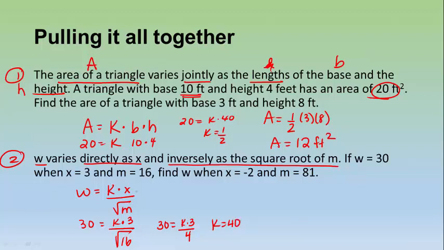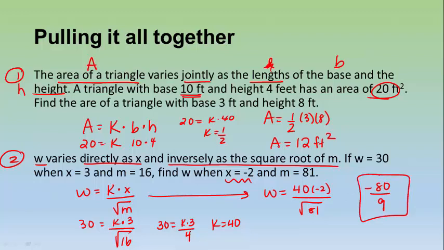So now I'm going to substitute it back in. I'm going to say W equals k, which is 40, my new x is negative 2, and my new m is 81, and it's in the square root. Now that you can simplify that, you get W equals negative 80 over 9. There's no better way to write that other than negative 80 over 9. All right, great job.